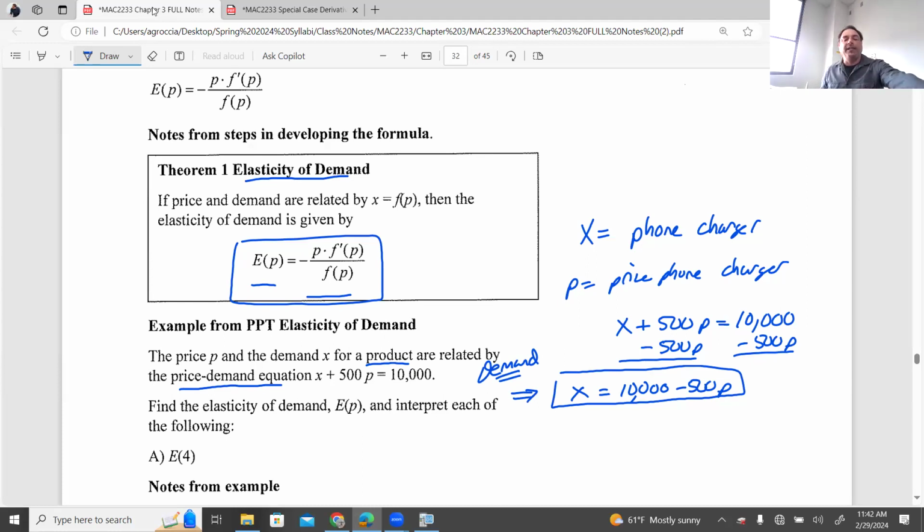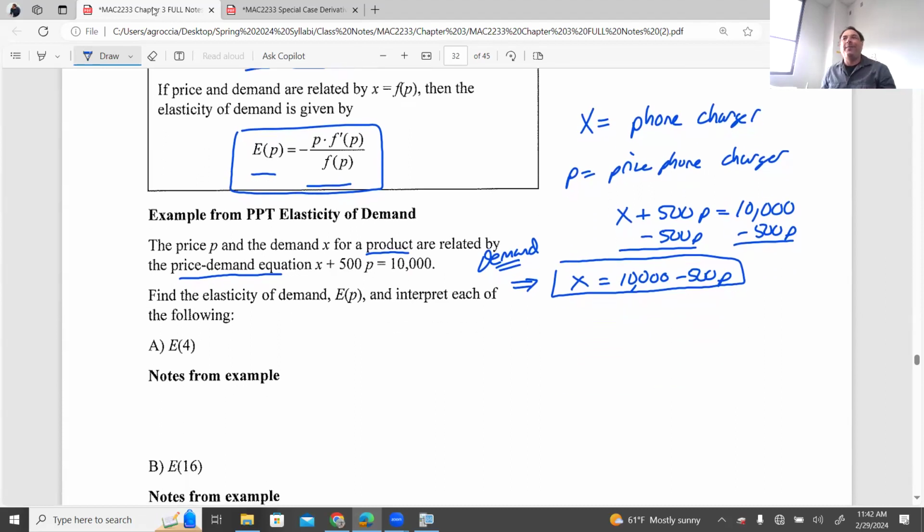So the bottom line to this question is, how much do I charge for the phone charger? And you have a couple of guesses. Your guess initially is, I'm going to charge $4 for that phone charger. Well, I don't know if that's a good idea. So what we need to do is find our elasticity of demand equation. So here's the general formula. Negative P times the derivative of demand over the original demand. So that's the formula.